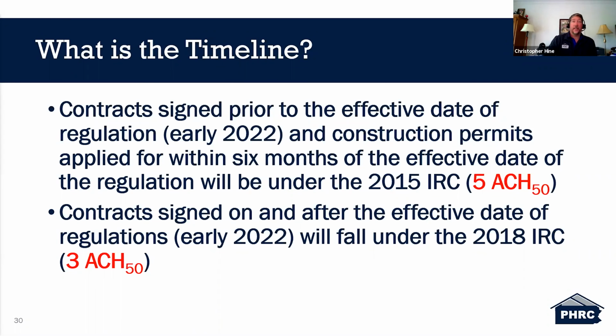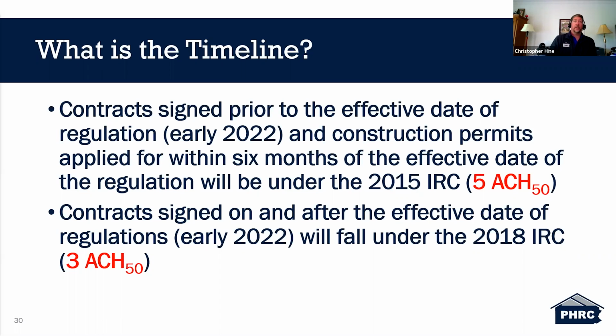So contracts that are signed prior to the effective date of regulation, which is going to be early 2022, we don't have an exact date yet, this is still kind of in motion a little bit. Any contract signed prior to the effective date of regulation, with construction permits applied for within 6 months of that effective date, will still be under the 2015 IRC and still be at 5 ACH 50.